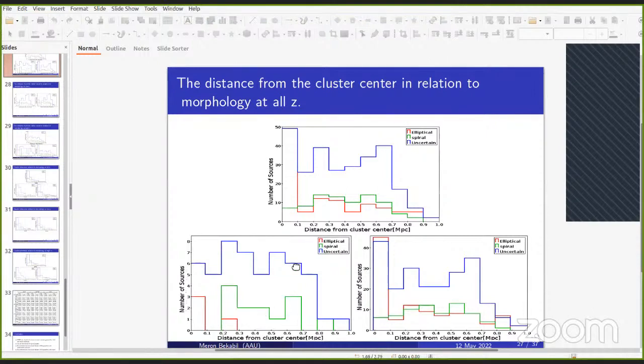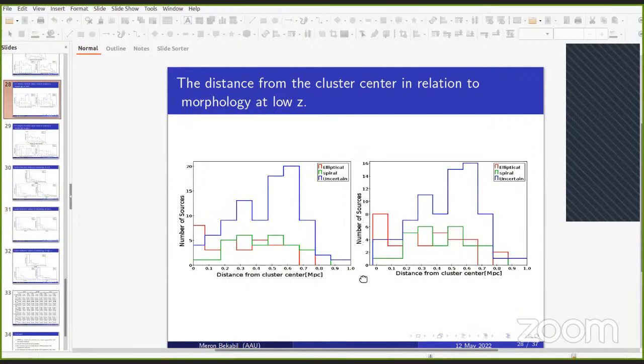When we see the Sy2 galaxies, sorry, the ellipticals are more located in here, and this one is the spirals. The elliptical tend to be a little bit closer to the centers, and here we lost many sources, which are uncertain. The green one is the spiral galaxies, and as I was saying, the LINERs and the AGNs have similar properties.